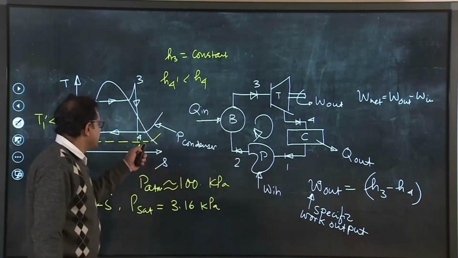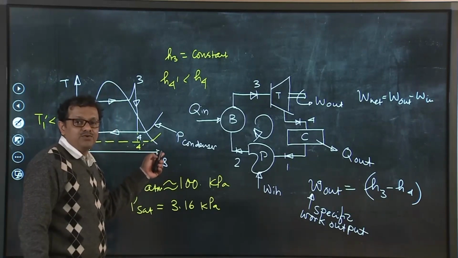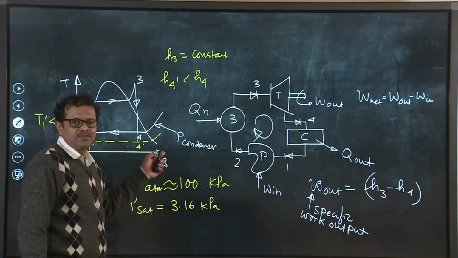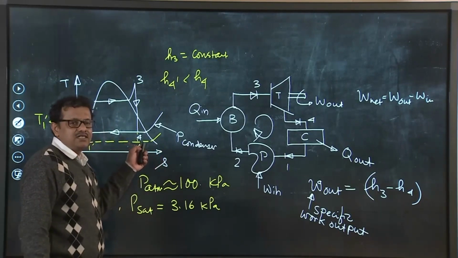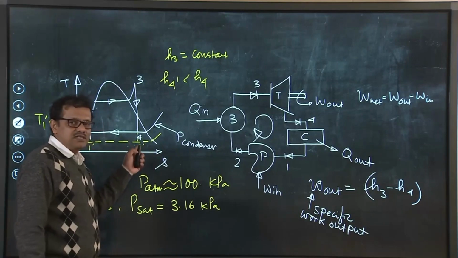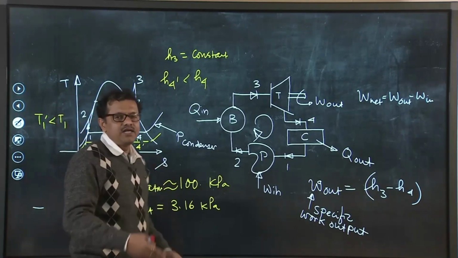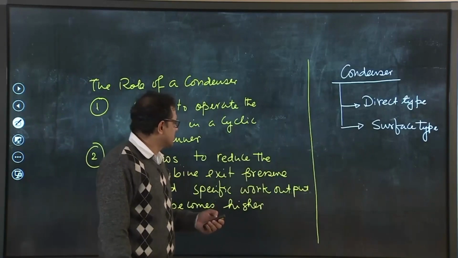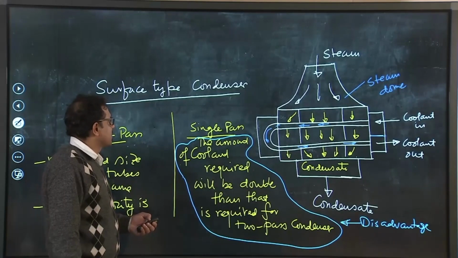So, though we can increase the specific work output by lowering the condenser pressure if we use single pass condenser, because temperature rise will be less, the quality of steam at the turbine exit will be poorer and turbine blade erosion problem will be there. So, this is the comparison between 2 pass and single pass condenser.